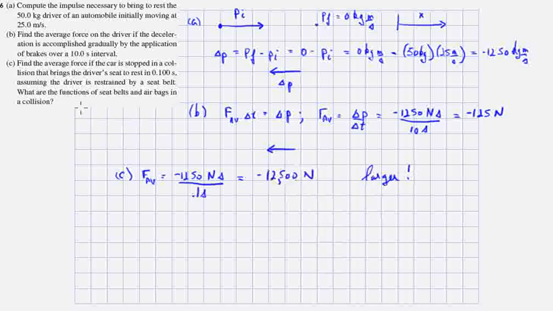Alright, so that brings us to the last question here in part C. What are the functions of seatbelts and airbags in a collision? Okay, so seatbelts and airbags are essentially going to decrease the force on the passenger by increasing delta t. And so through this equation, the delta p is going to be the same because the passenger is going to be brought to rest. But the delta t is increased to decrease that force, which of course is the purpose, to save the passenger from injury and from serious injury.